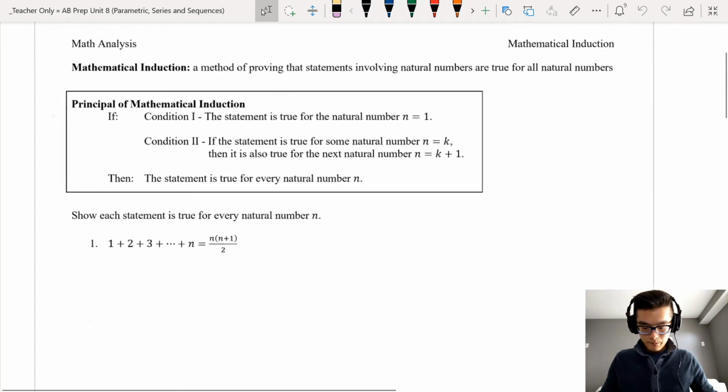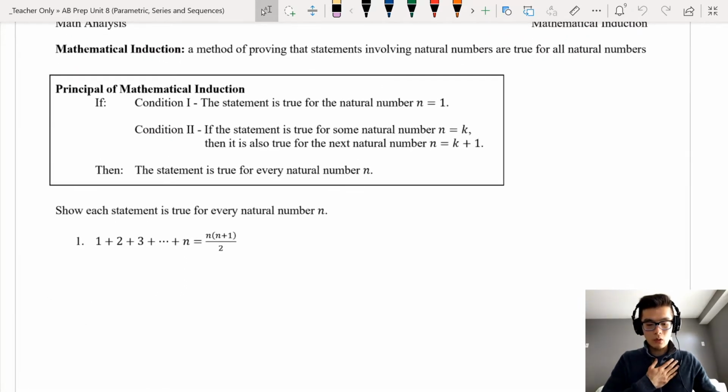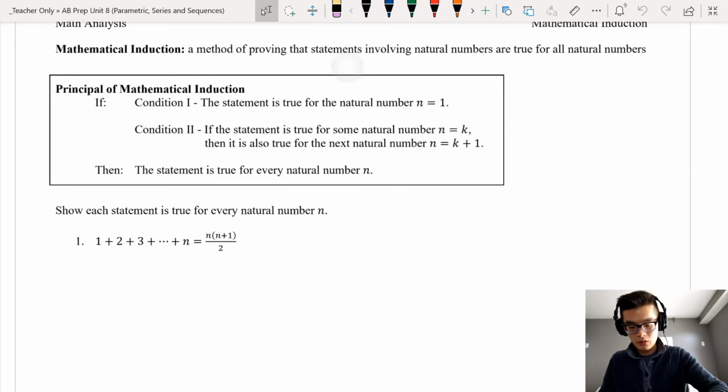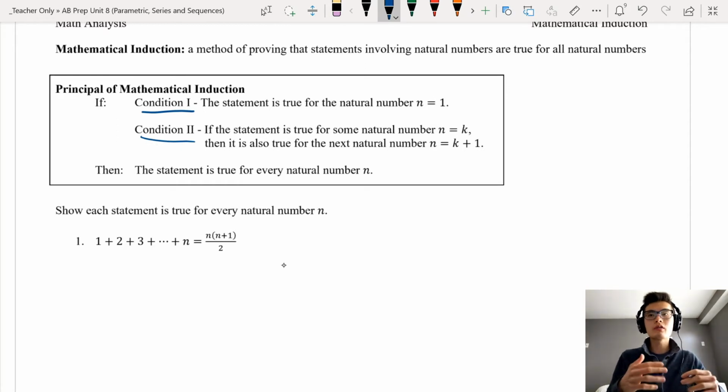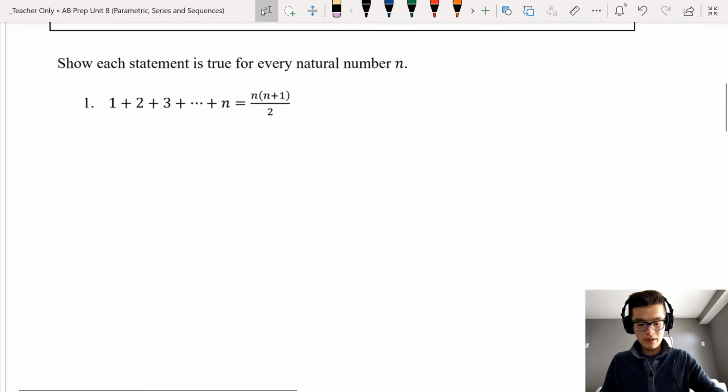So mathematical induction requires technically three things. You see that there's two conditions here, condition 1 and condition 2, but condition 2 is twofold. So there's going to be three parts that we'll go through. Condition 1 is the easiest one, condition 2 is the hardest part. Once you have both of those, the whole thing becomes pretty straightforward. So let's lay down some base rules here. Let's start off with our first example here.